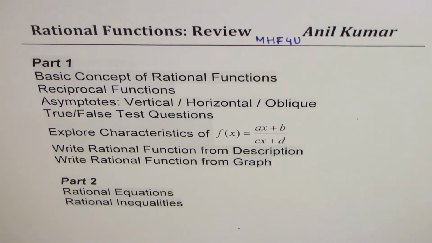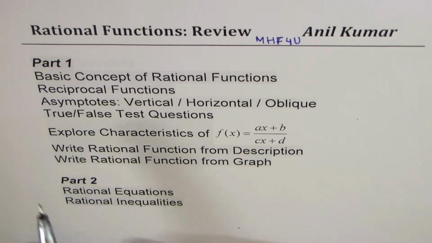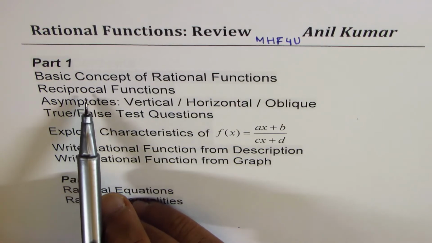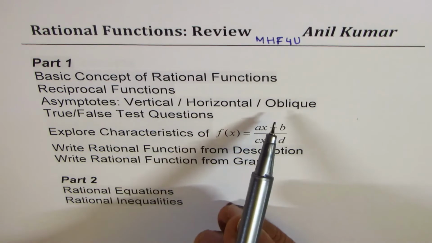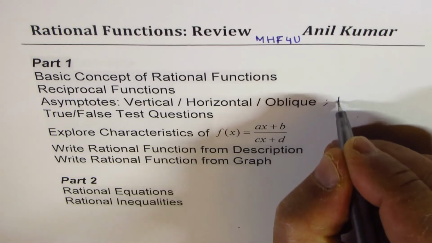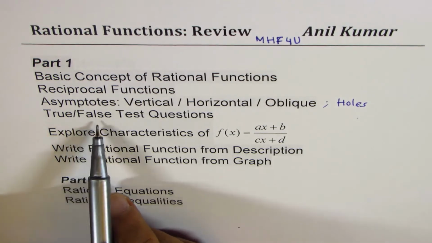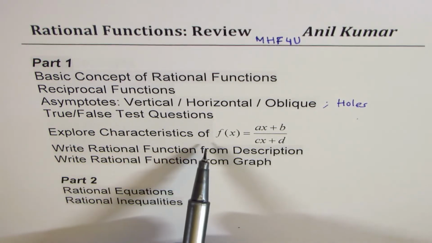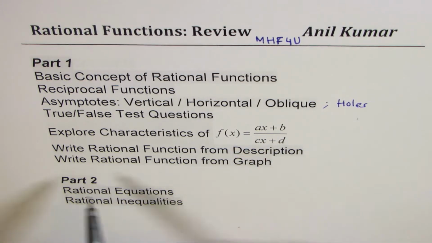Okay, so in this particular video, we'll talk about rational functions. In part 1, we'll take up basic concepts of rational functions. Then we'll talk about reciprocal functions, asymptotes, vertical, horizontal, oblique, and we'll also discuss about holes. Then we'll have few true and false questions which are from test problems, and we'll explore the characteristics of a simple rational function ax plus b over cx plus d.